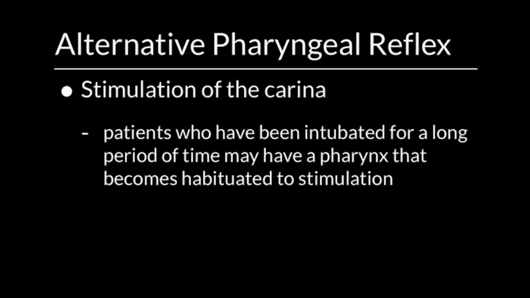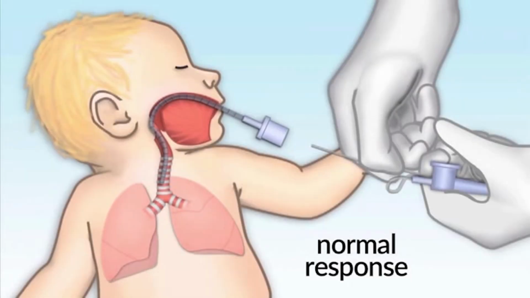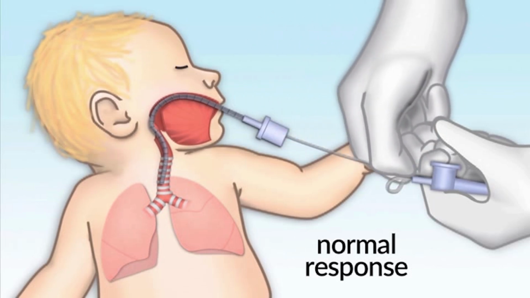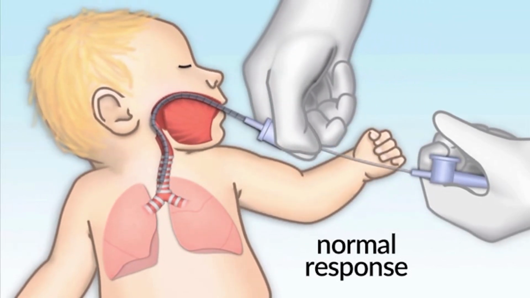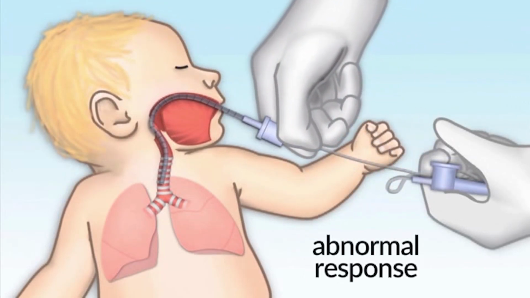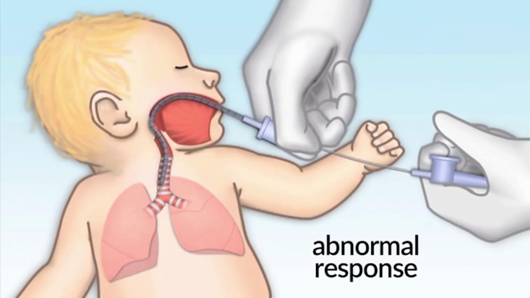Stimulation of the carina can be accomplished by suctioning the endotracheal tube and looking for the patient to cough. In patients with normal pharyngeal reflex, you will observe that the patient coughs in response to stimulation of the carina. In patients with an abnormal pharyngeal reflex, you will observe an absence of coughing in response to such stimulation.